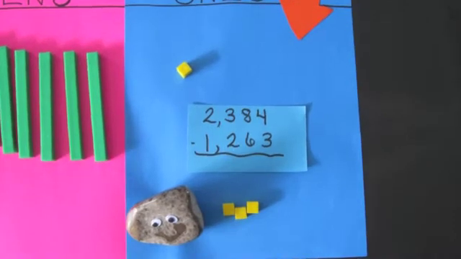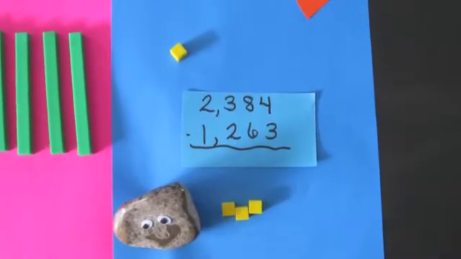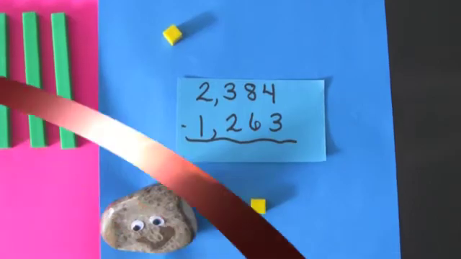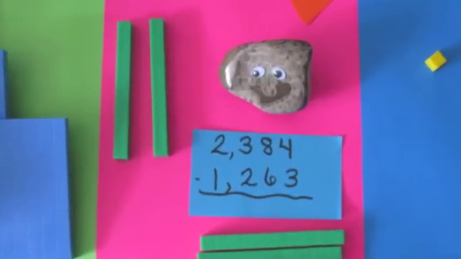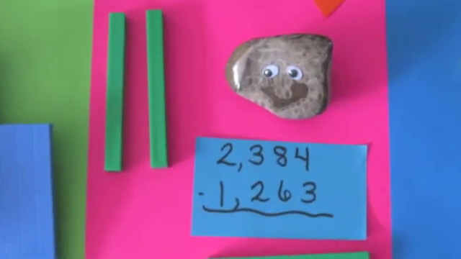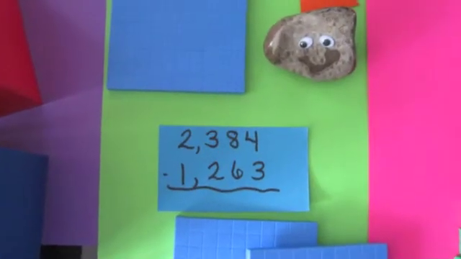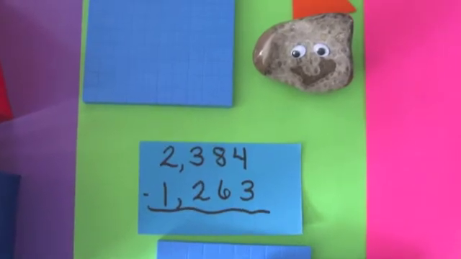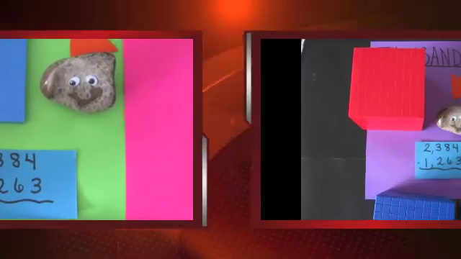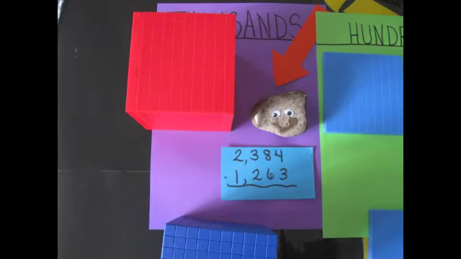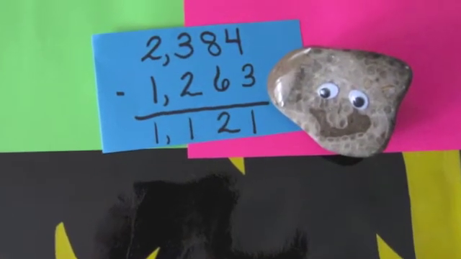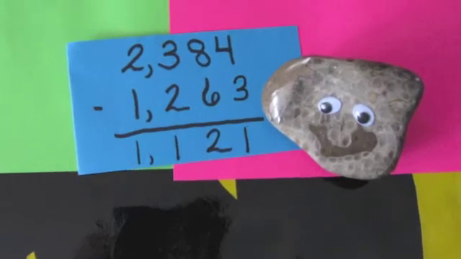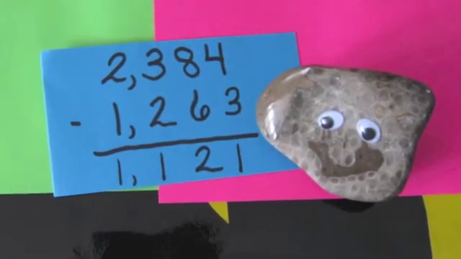The next procedure is to start in the ones place. I take away 3 of the ones. Now the tens place, and I take away 6 of the tens. And now the hundreds place, I take away 2 of the hundreds. And last, I go to the thousands and take away 1 of the thousands. And now what we have left after we take everything away is 1,121.